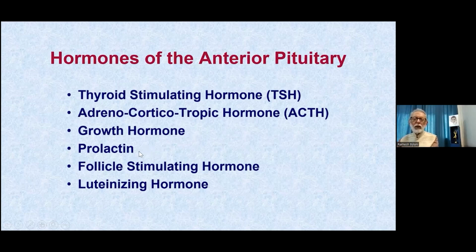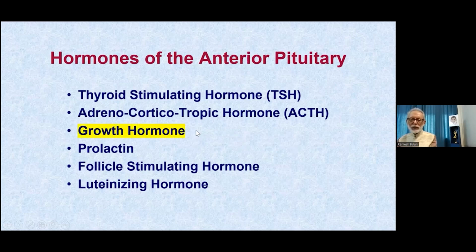Prolactin, as the name suggests, has something to do with lactation. This is a hormone that stimulates milk synthesis. Follicle stimulating hormone stimulates the follicles of the reproductive organs, both in men and women, although it's called by different names in men and women. And the luteinizing hormone is also one of the hormones produced by women. We'll talk about prolactin, follicle stimulating hormone, and luteinizing hormone when we come to the reproductive system. So these are some of the major hormones of the anterior pituitary.